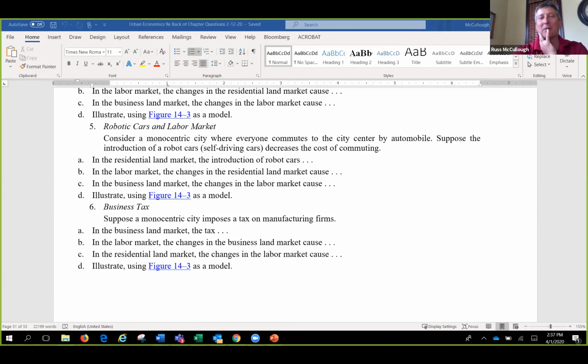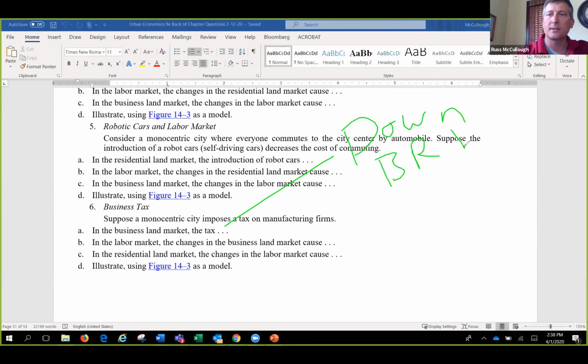Right. So if we're going to impose a tax, that's something you're going to have to pay. You won't have to pay all of the tax. Remember that the consumers and producers ultimately end up sharing the tax depending on the relative elasticity of demand and supply. But inevitably, it is going to cause less. So the leftover principle would say I can't afford as much. So in the business land market, the bid rent function for business is going to shift down.